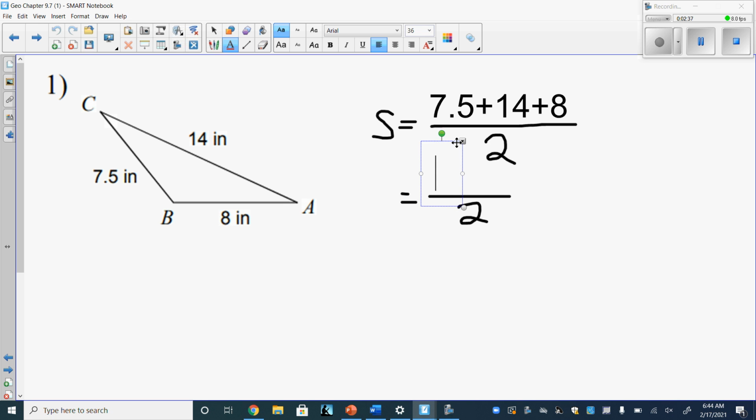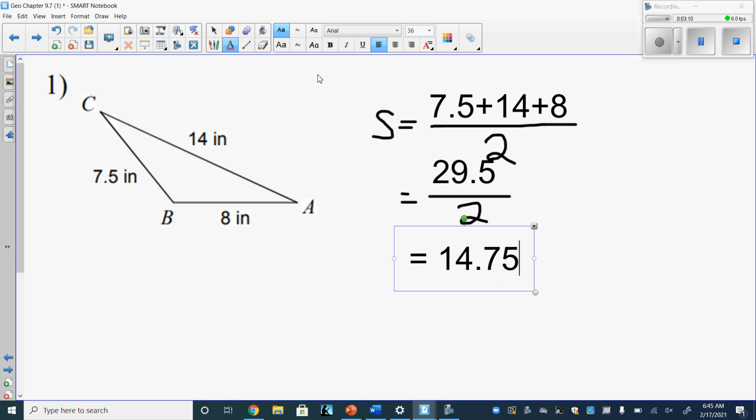Now if we add all those values together, 7.5 plus 14 plus 8, because 14 plus 8 would be 22, this would give us 29.5. Then we have to divide it by 2, and if we divide that by 2, we would get 14.75. And that's the value of S for us here. Now what we need to do next is plug it into the area part of the formula.